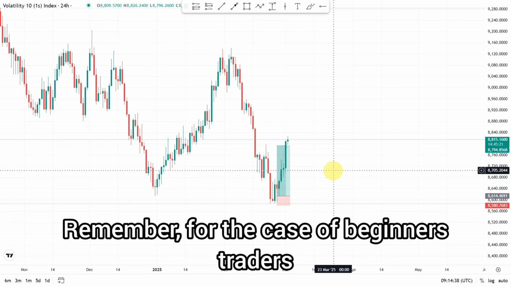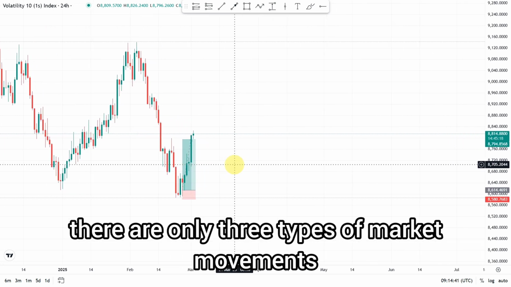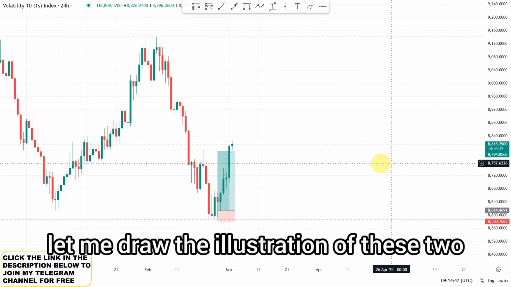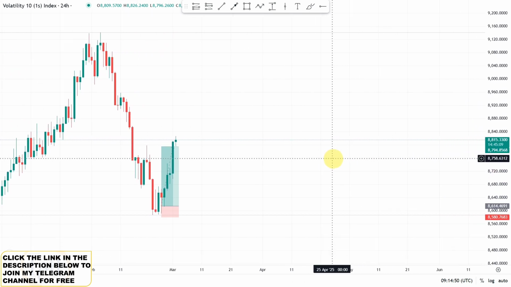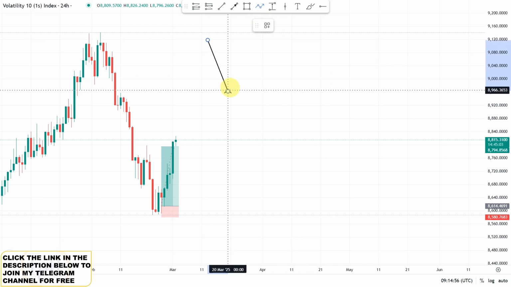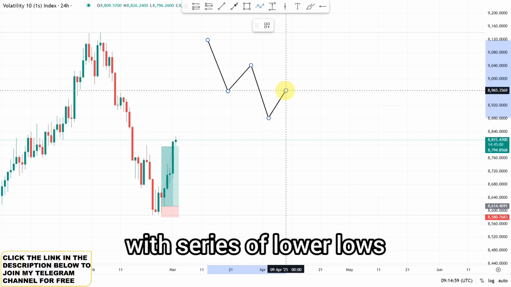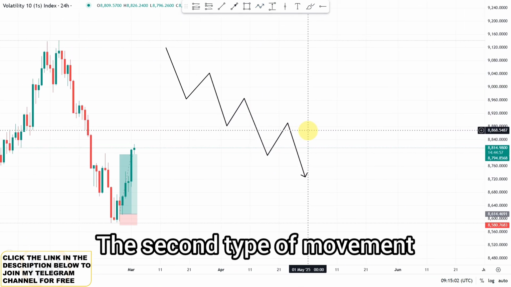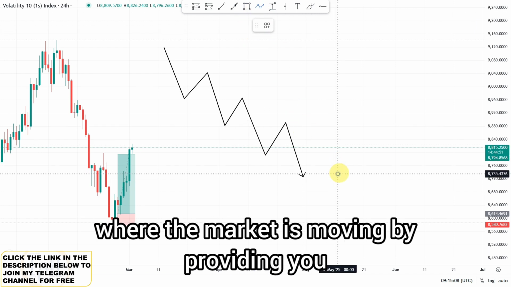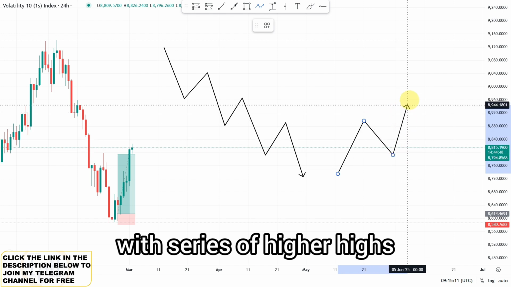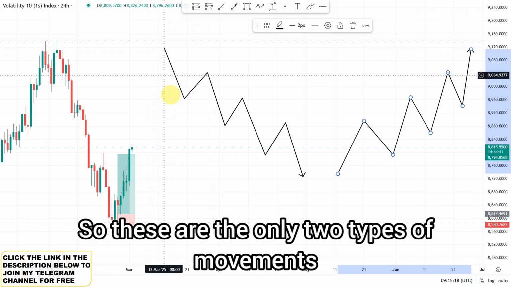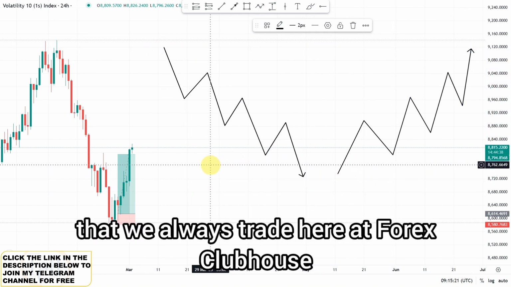Remember, for beginner traders, there are only two types of market movements in Forex trading that we always trade here at Forex Clubhouse, so let me draw an illustration. The first one is the downtrend direction, where the market provides a series of lower lows and lower highs. The second is the uptrend direction, where the market provides a series of higher highs and higher lows. These are the only two types of movement that we always trade here at Forex Clubhouse.